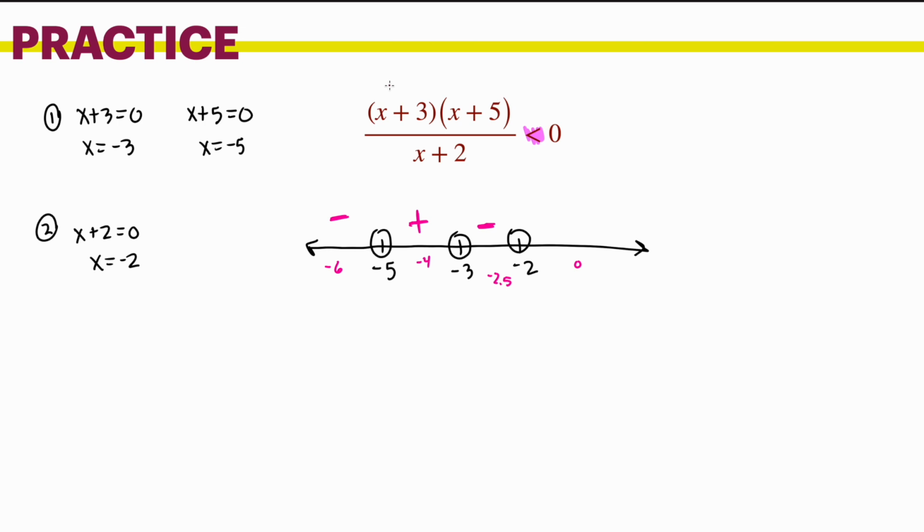And last, 0. 0 plus 3 is positive, it's 3. 0 plus 5 is positive because it's 5. And 0 plus 2 is positive because it's 2. All three positives give me a positive.